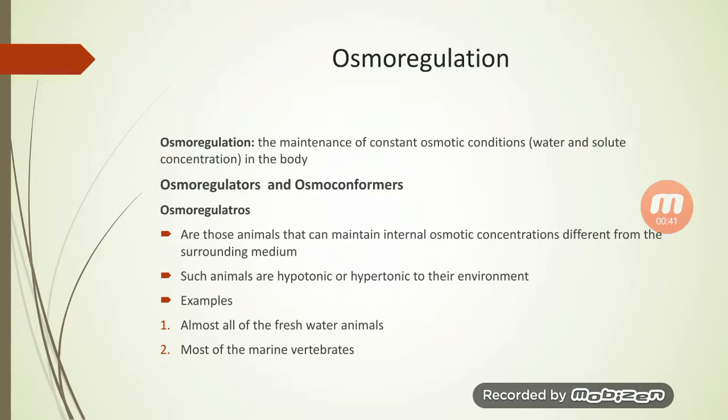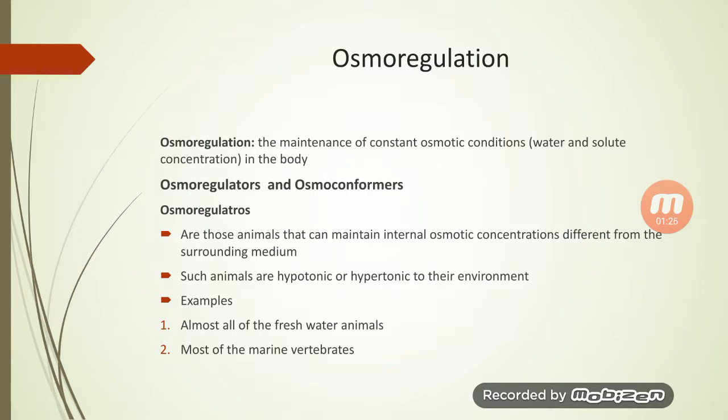Today we will talk about osmoregulation, how osmoregulation is maintained in different environments, and how the balance of water and salts is maintained in different animals. First of all, the difference between osmoregulators and osmoconformers. Osmoconformers are the organisms whose body fluids are kept isotonic to the external environment. Such animals are known as osmoconformers.